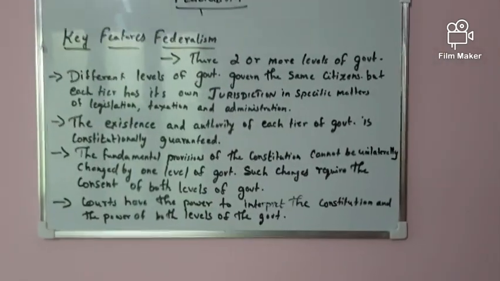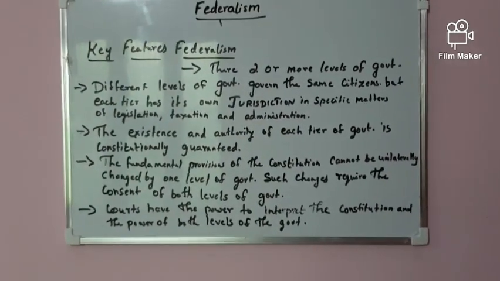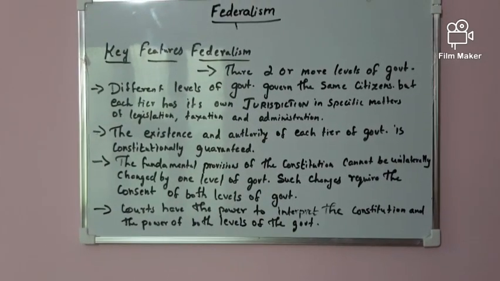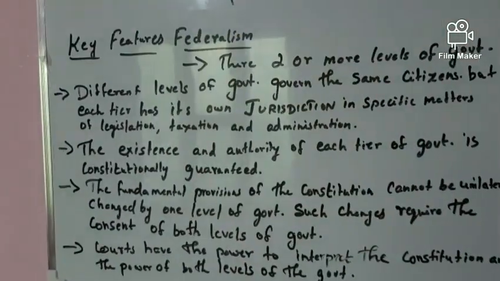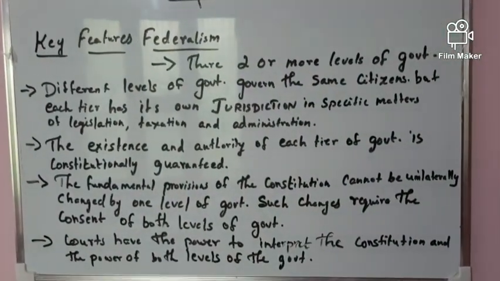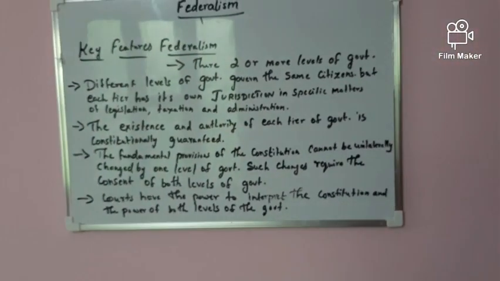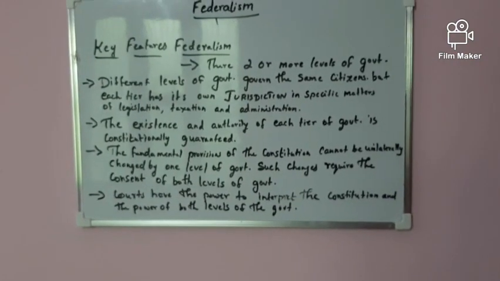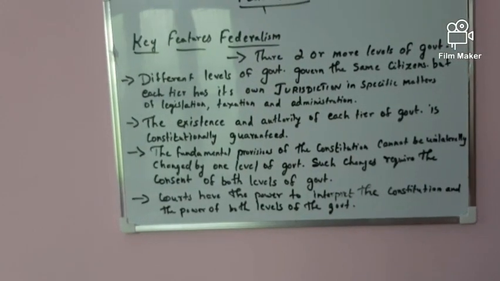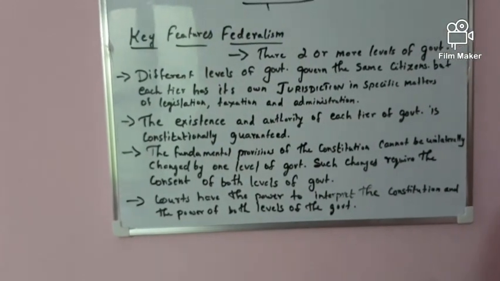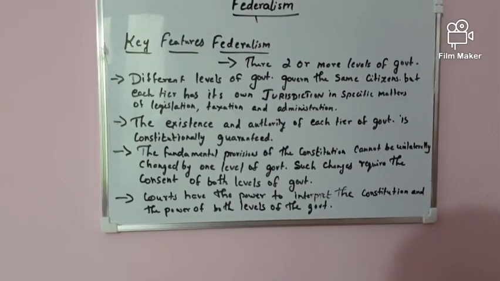Now the fifth one is that the courts have the power. Only the Supreme Court has the power to interpret the constitution and the powers of the levels of the government. That is, they can intervene and they can ask questions to the government. Only the Supreme Court has the power to interpret the constitution and the powers of the different levels of the government. So children, I have explained the 5 key features to you.